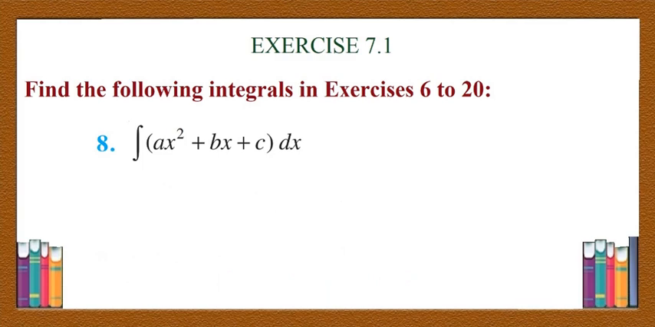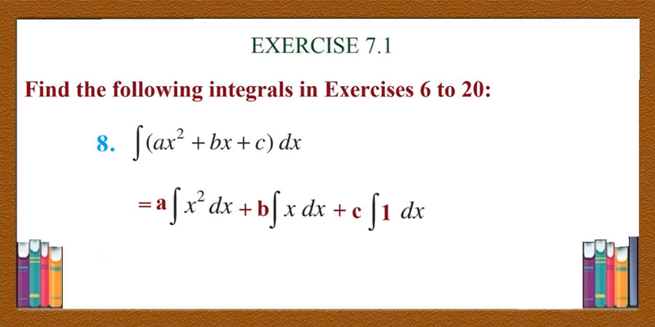Next one is integration of (ax square plus bx plus c) dx. And here you can apply the rule of integration. You will have a into integration of x square dx plus b into integration of x dx plus c into integration of 1 dx. That is equal to integration of x square is x cube by 3, a into x cube by 3 plus b into x square by 2 plus cx plus c is the answer for this question.